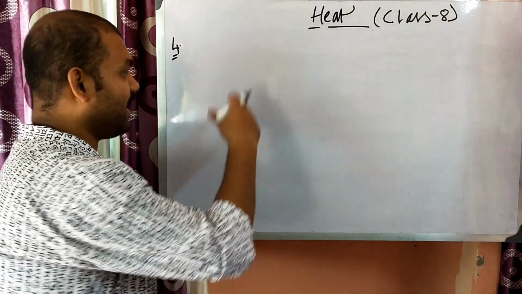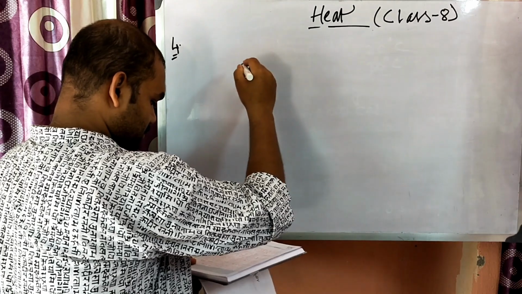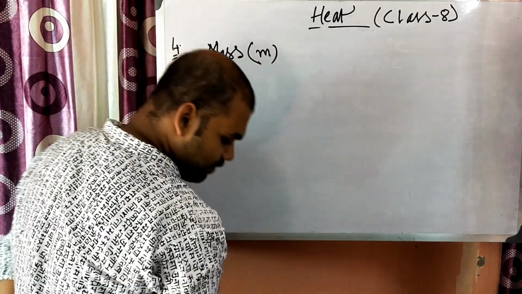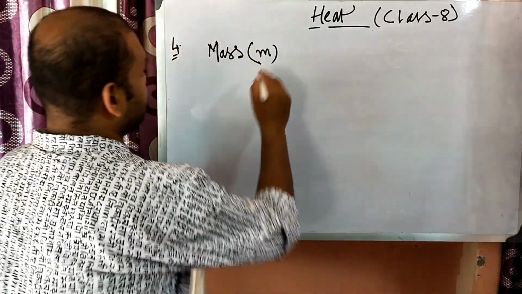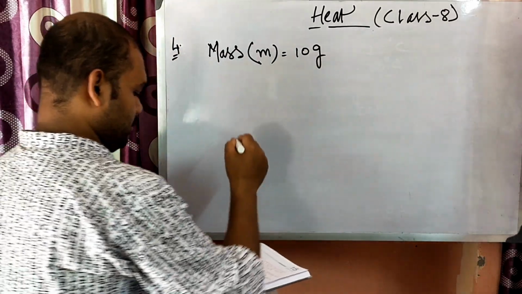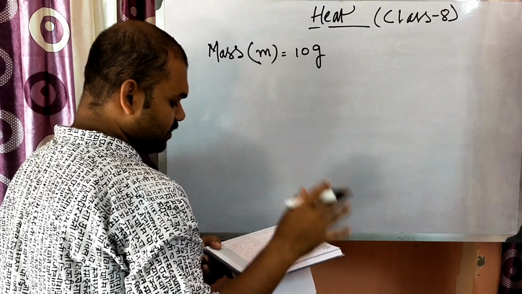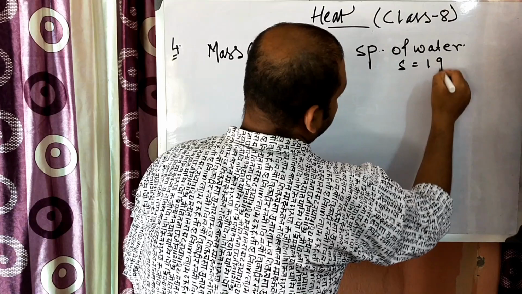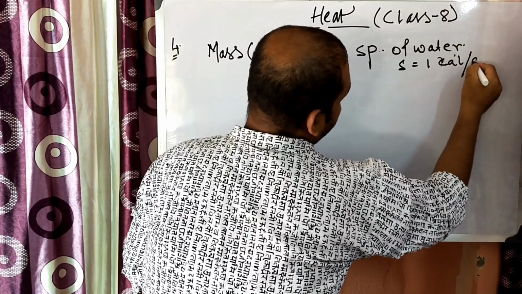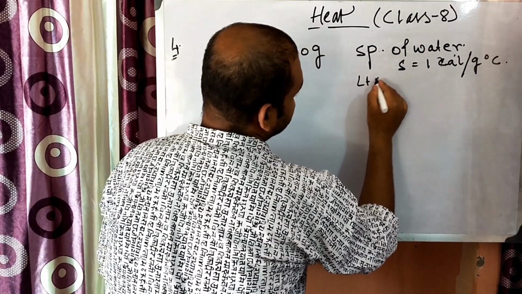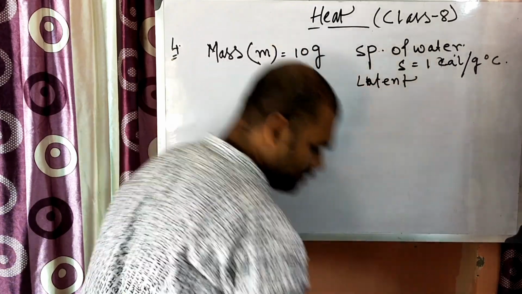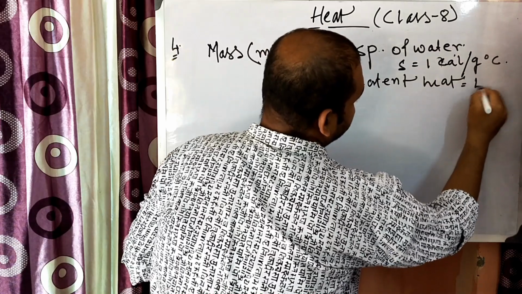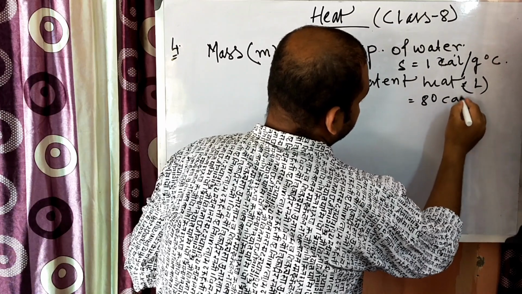So what are the things given? Let me write. The mass of the ice is 10 gram, and 20 degree water, 0 degree C. Okay, and specific heat of water S equals 1 calorie per gram per degree C. Okay, and latent heat L is equal to 80 calorie per gram.